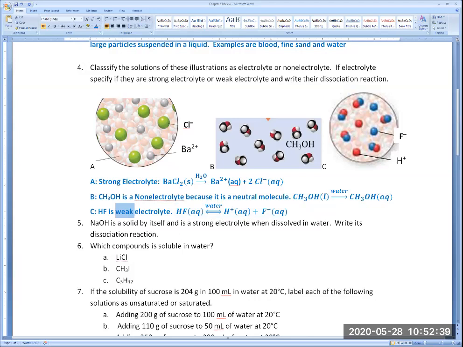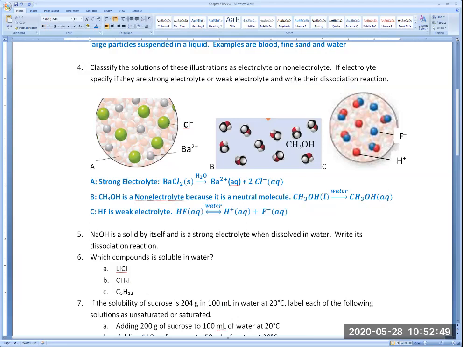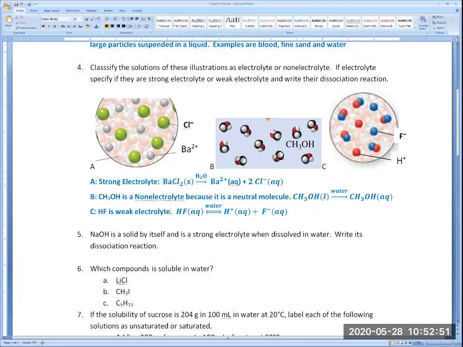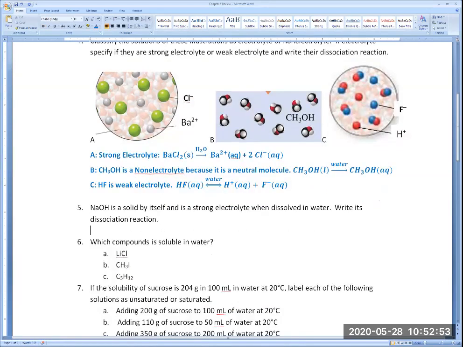So that's it for the electrolytes. But here I insist a bit on electrolytes because it's important to be able to write those dissociation reactions. It's recalling the knowledge from chapter 3.